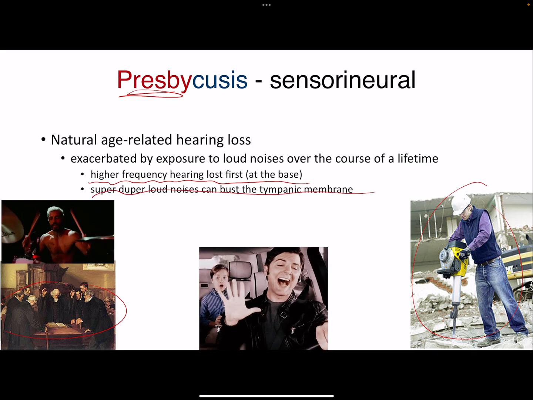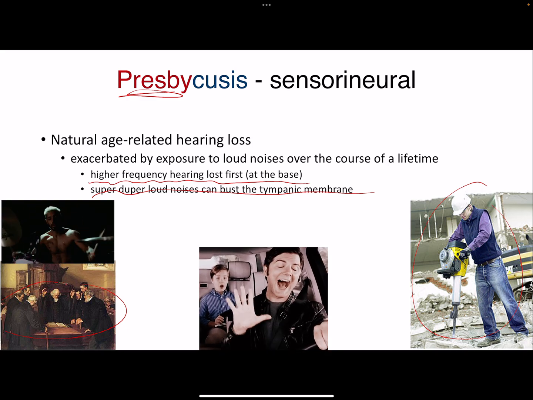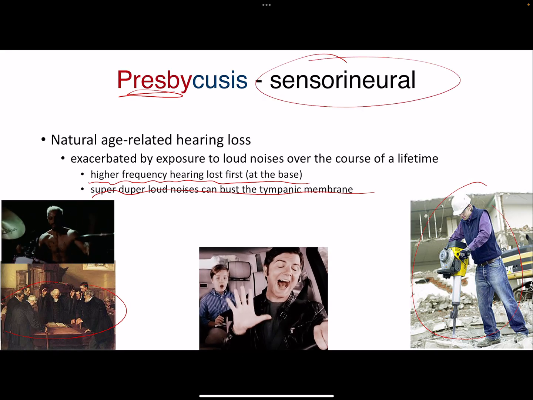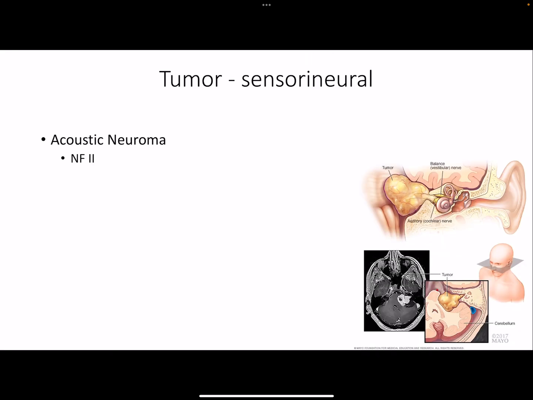Notice that if you listen to really loud noises, this can also bust the tympanic membrane. This is all sensory neural, but busting the tympanic membrane is going to be obstructive. As for tumors, lots of them are possible. Probably the main one is the acoustic neuroma associated with neurofibromatosis type 2 on chromosome 22. This is just going to press on the sensory neural vestibulocochlear nerve.